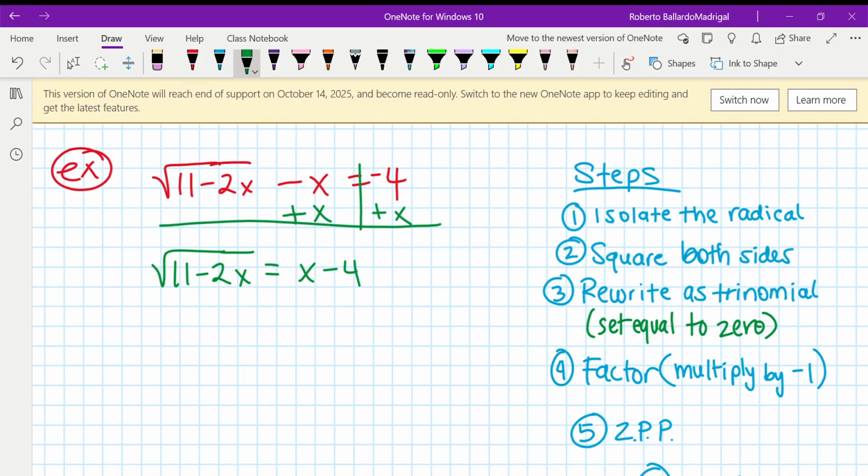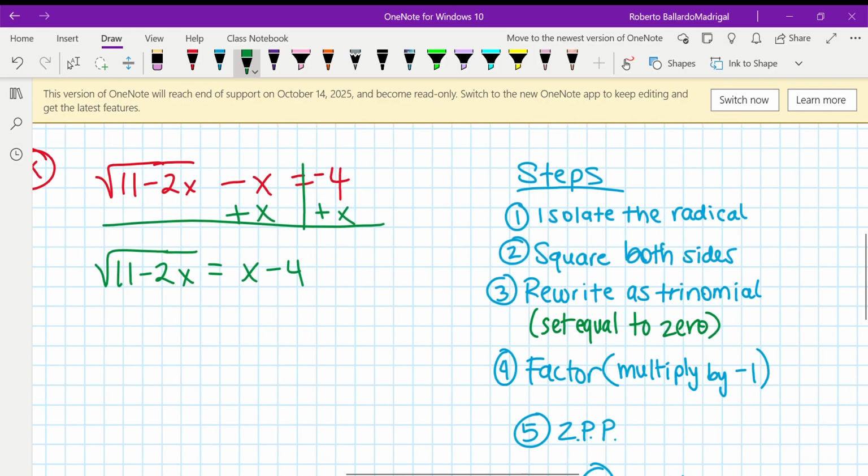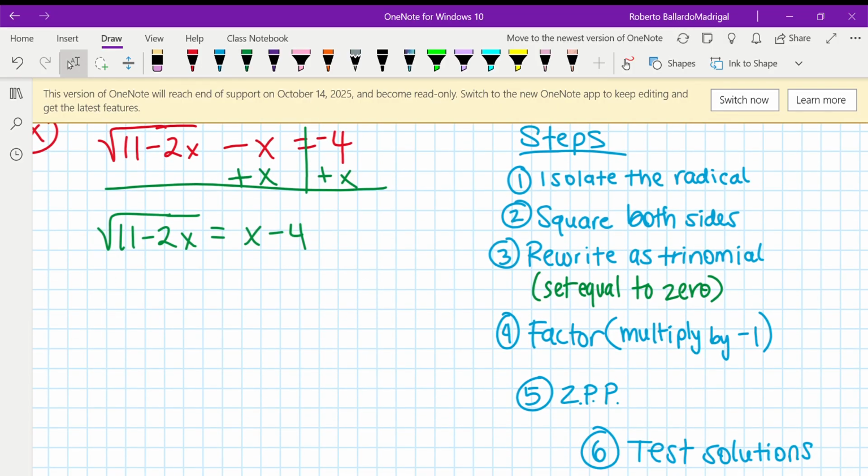All right. So let's look at the second step. The second step is to square both sides. All right. So I'm going to go ahead and square both sides, and this is what's going to happen. So I square both sides. And now the first half of the equation, I just cancel out the radical. So I'm left with the stuff on the inside. So 11 minus 2x. But now I have x minus 4 squared, which is x minus 4 times x minus 4.